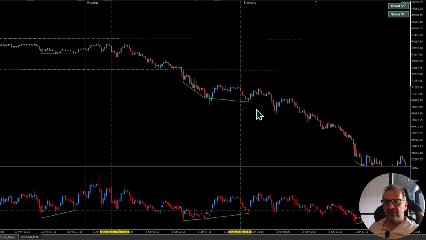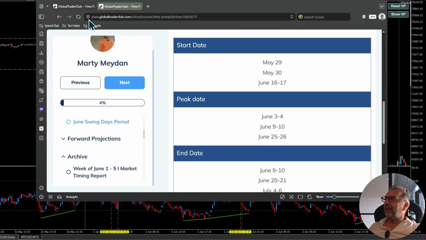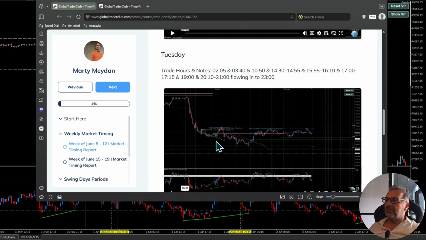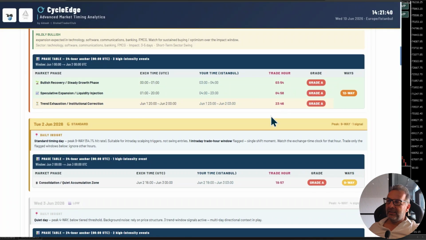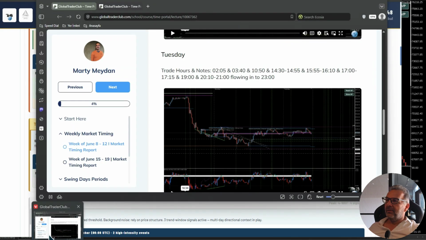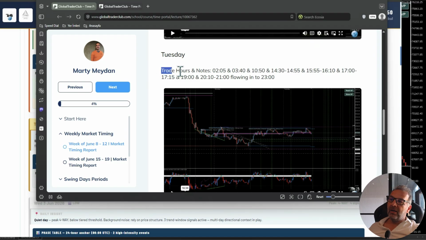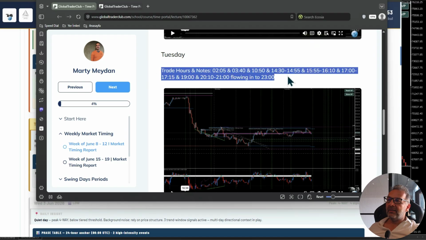Now, one thing to remember, if you're in the members area, what are you getting? You are getting the daily trade hours, right? So these hours are not the same as these hours. These hours are specific for an asset. These hours are like for the whole markets. Okay, so these are things I need to look out for.